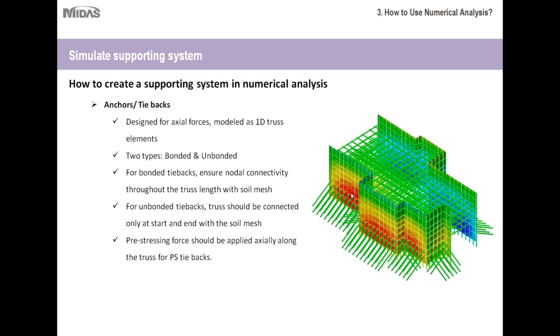It's sort of hard to visualize now, but when you have your soil layer input here, there's going to be a series of nodes that will be touching the anchors. So it's really important, if you have a bonded type element, to make sure that those nodes line up with the nodes of your soil. However, for unbonded tiebacks, the truss should be connected only at the start and end with a soil mesh. So for an unbonded tieback, the only nodes present would be at the ends, like a node here at the very tip and a node here at the other end. That's for unbonded tiebacks.